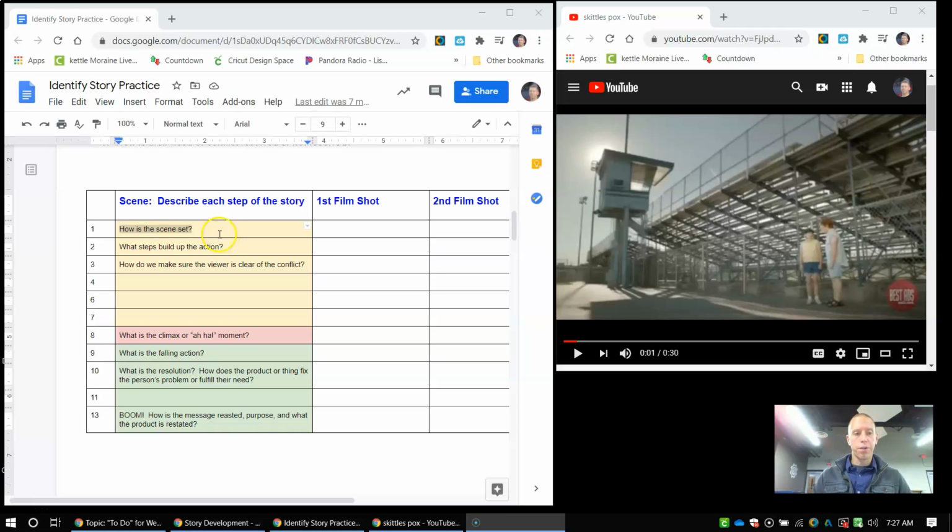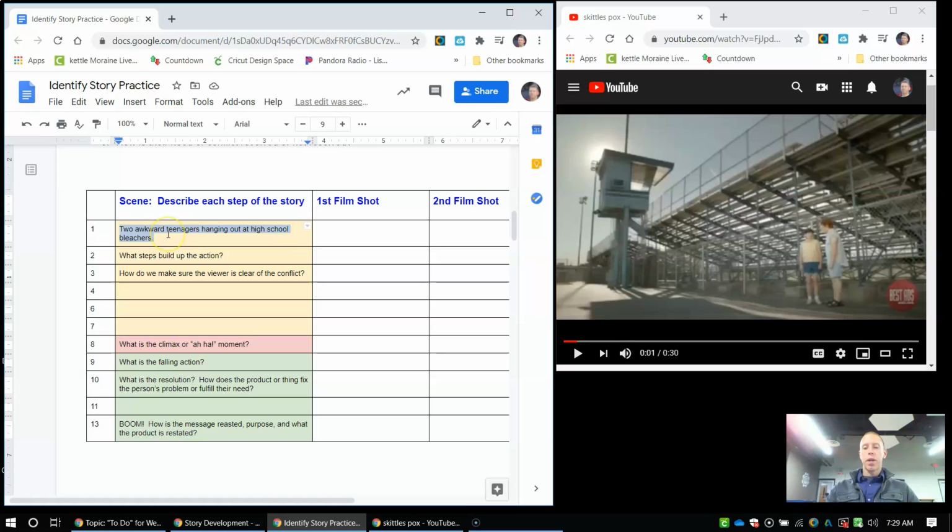Let's start with this first section here. How is the scene set? Answer that. Here's what I would say is how this story starts: we have two kind of awkward looking teenagers just hanging out under the bleachers. That first film shot, what would you say it is in terms of how we're introduced to this environment? I would say it's either a long shot or a medium long shot. Either of those would be good answers.